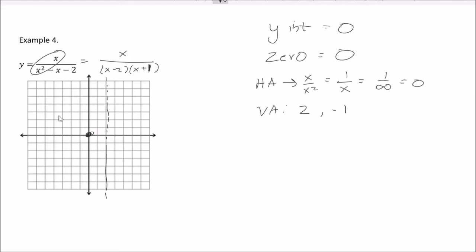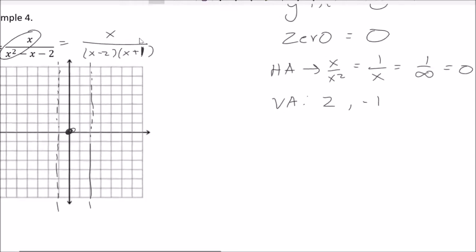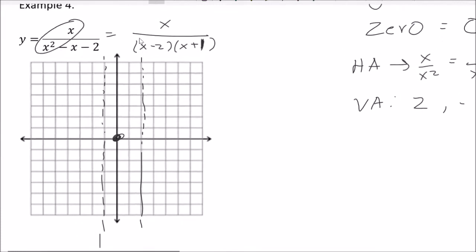Oops, meant to make that dotted. Didn't quite work out. Okay, and -1 over here. All right, so we have our asymptotes on there and our zeros. Okay, so this is where it gets a little bit fun.